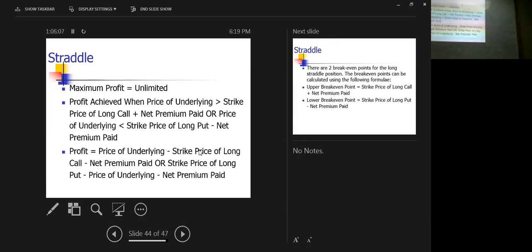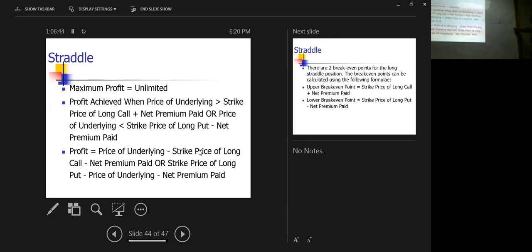In option speak, we say profit is achieved when the price of the underlying is greater than the strike price of the long call plus the premium, right? What is the difference? This here is the long call, right? It comes from the long call. And what is this here? This is the premium from the long call. That's the cost, right? And this here is the premium from the long put, right?